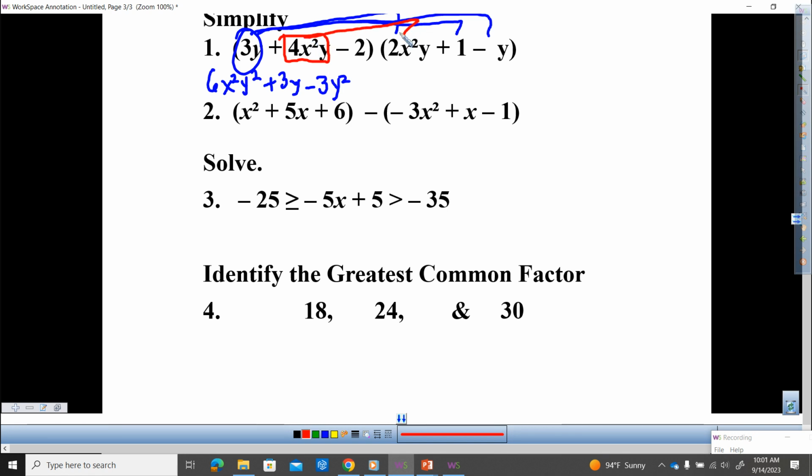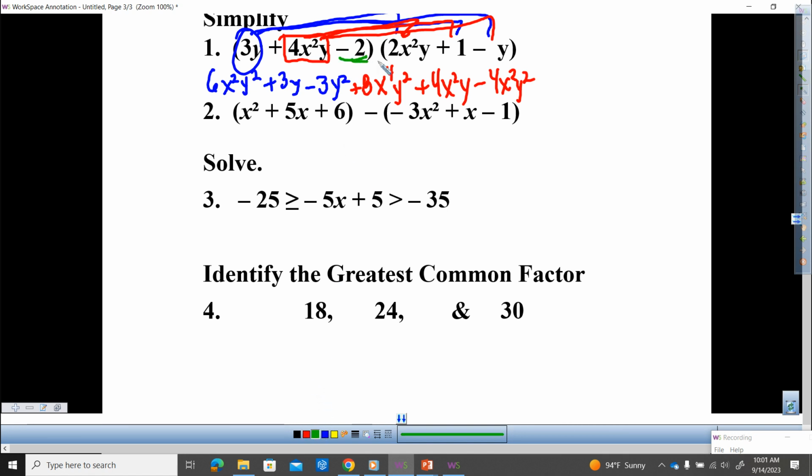4x squared times 2x squared y, that's positive 8x to the 4th, y to the 2nd. 4x squared y times 1 is 4x squared y. 4x squared y times negative y is negative 4x squared y squared. Woo! I like these. Let's go.